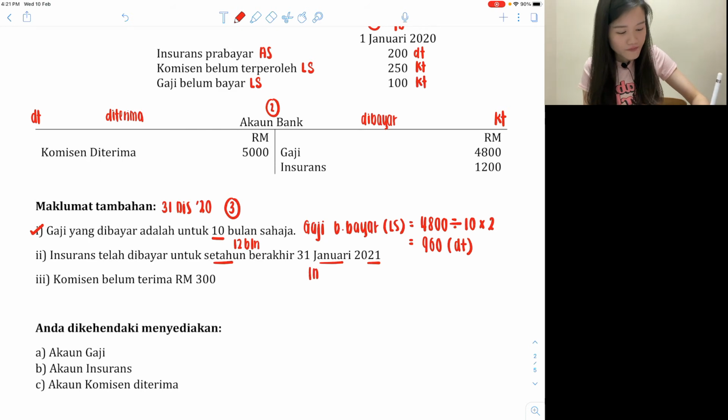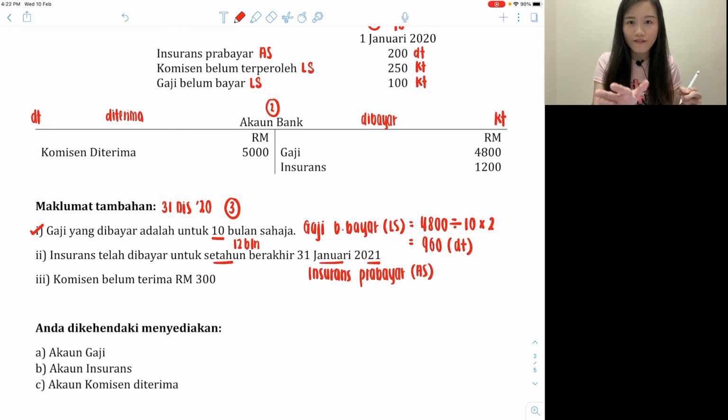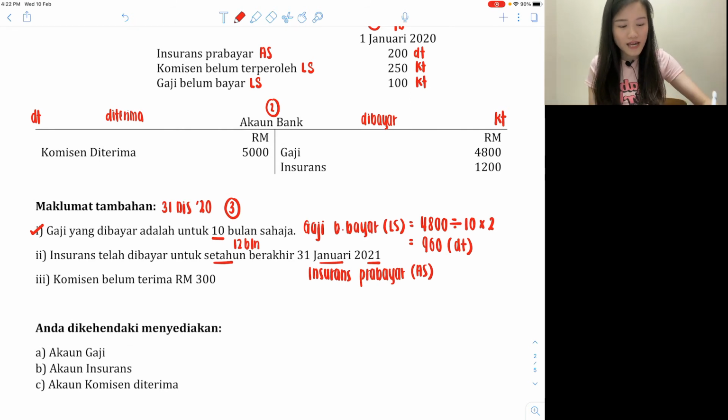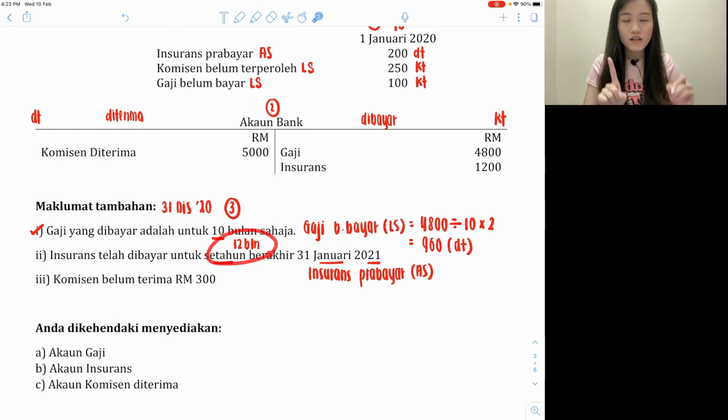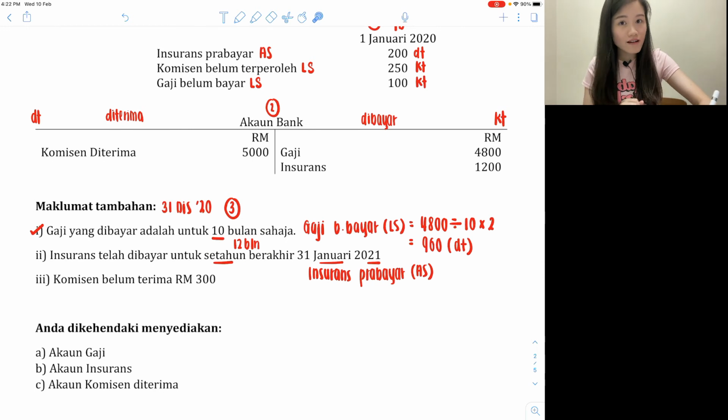You guys write down insurance prabayar. What is this gonna be used as? Insurance prabayar is an asset semasa. So AS, how can I find the prabayar out? You see, my tempo is until 31st December, but I paid until January. There is an extra month from the 12 bulan. So you want to find out, right? Easy.